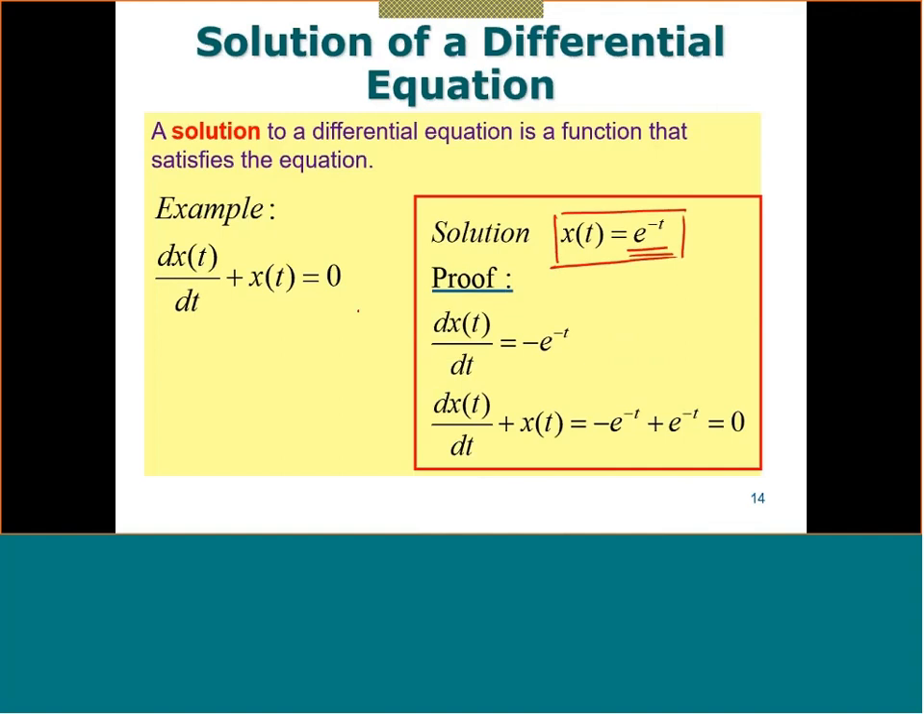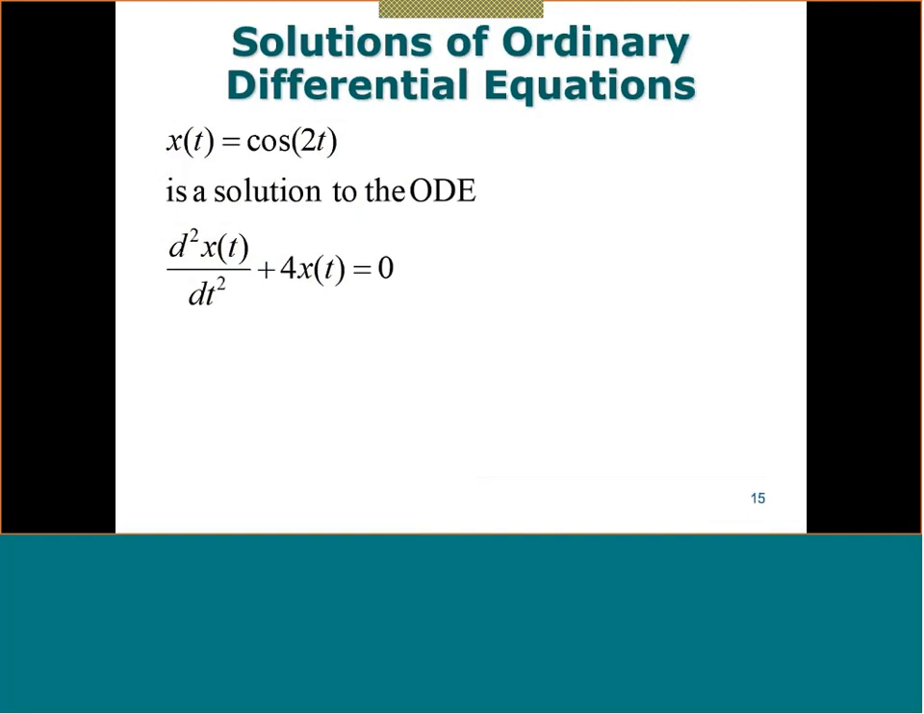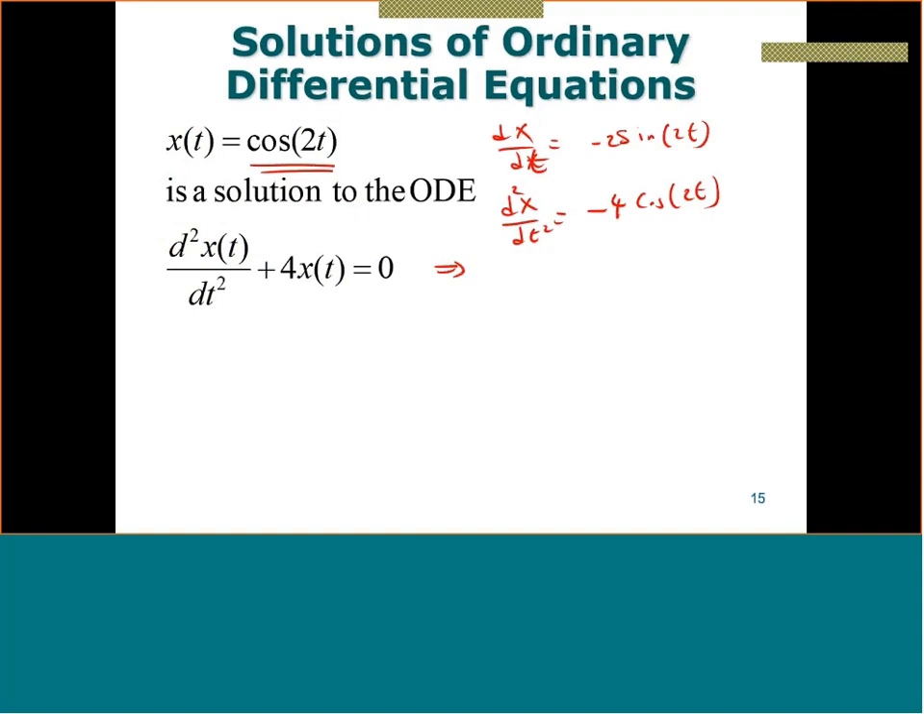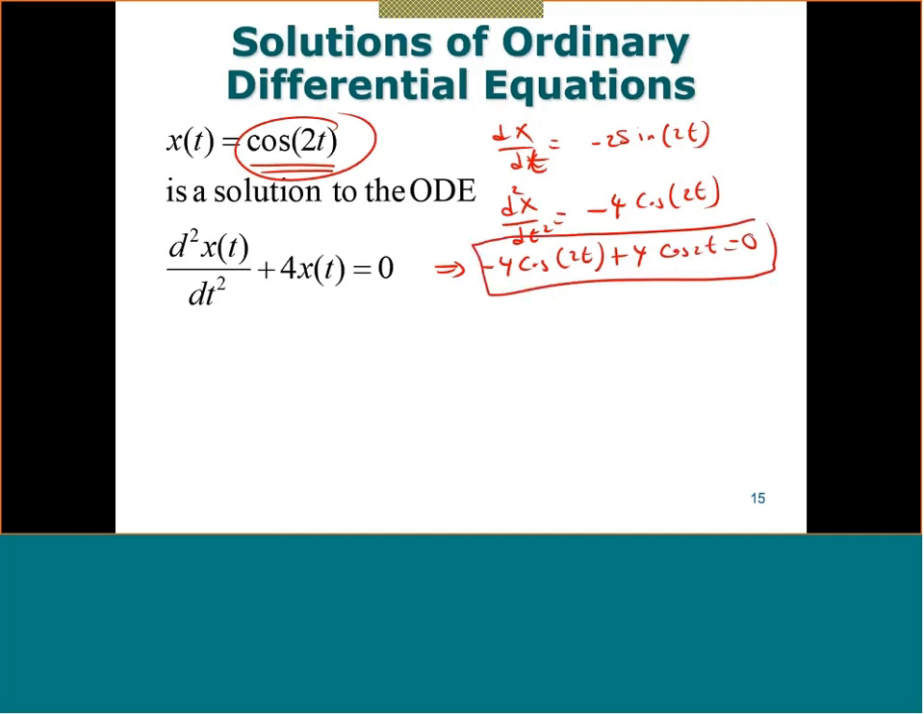But to prove this, if you take the derivative of x of t, it is minus e to the minus t. If you substitute here, minus e to the minus t plus e to the minus t equals 0, so you satisfy the equation. So this is a solution for your differential equation. Now let's look at this. Same thing. This is cosine 2t. Let's take dx by dt equal to minus 2 sine 2t. If I take the second derivative, it is equal to minus 4 cosine 2t. Now, if I substitute here, I will have minus 4 cosine 2t plus 4 cosine 2t equal to 0. So this satisfies. This is actually the solution.